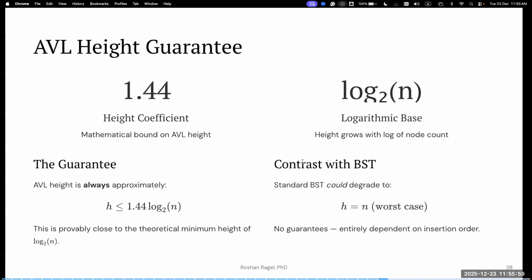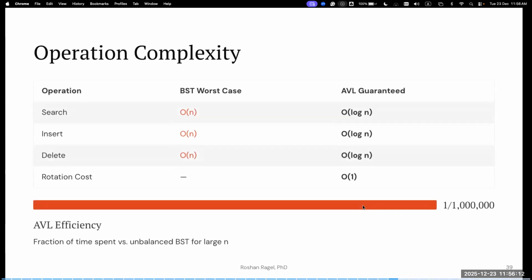But compared to a regular BST, a binary search tree, the worst case could be n, the total number. So it's really bad. One million versus 20, or now it's 30, or even less than 30, right? That's what matters when you have a larger number. So operational complexity is also listed, worst case.